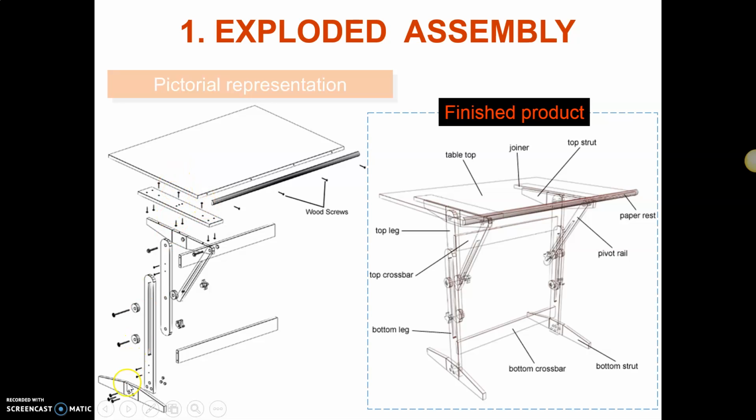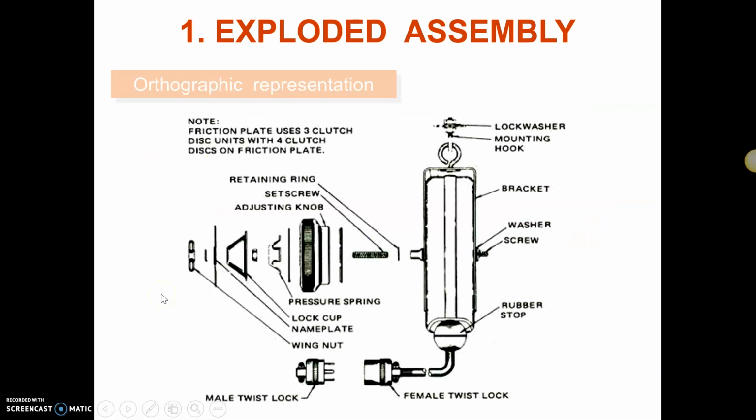All the parts are included here. However, it's not assembled yet, but the parts are in line with the position where they should be assembled. And this is for the 3D, and this is the 2D orthographic representation of the exploded assembly drawing. You can see that the different parts have been put aligned together at the position where they should be assembled.